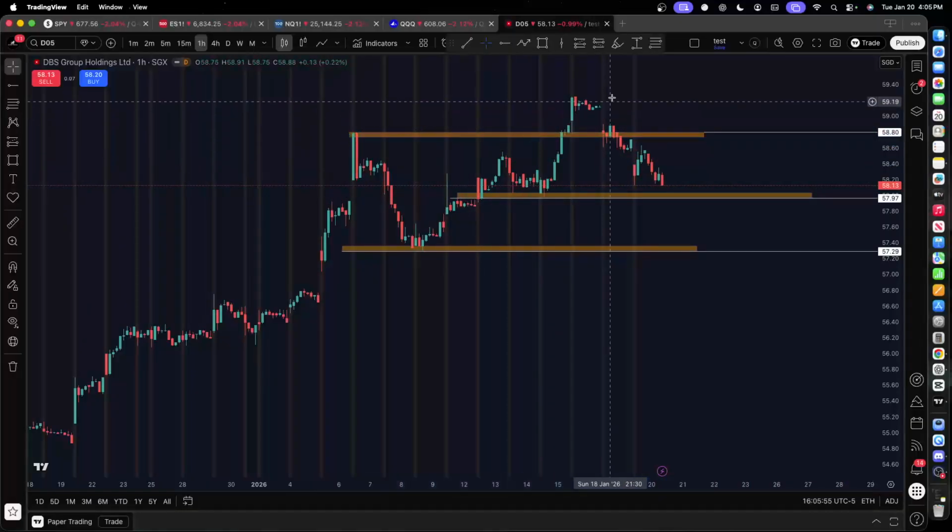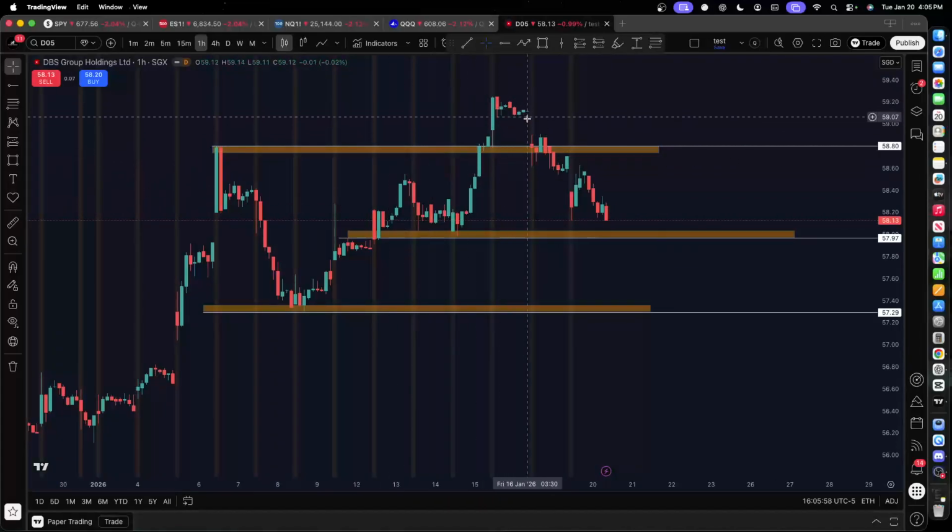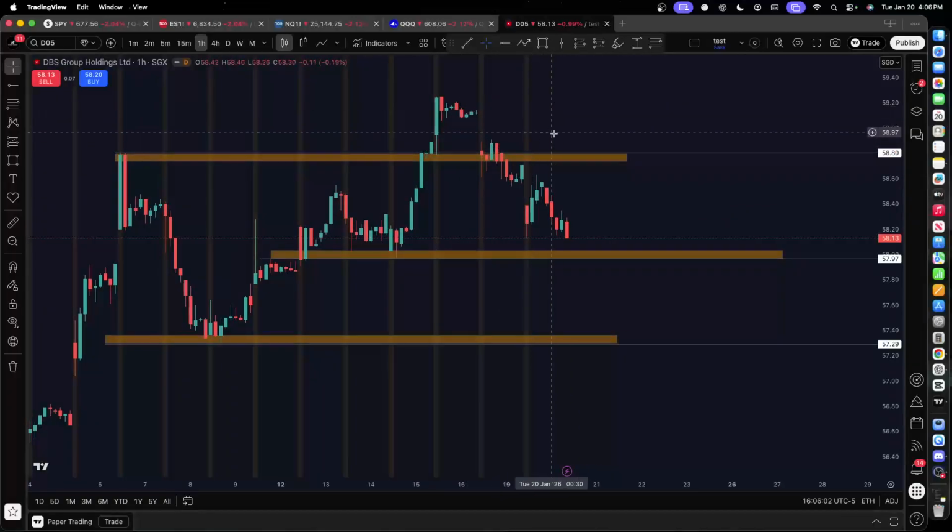So that's how I would set it up. So when we broke above these highs, I would have looked for a break and retest of 58.8. And if we got a hold, definitely could have been a long. And you can see we even tried to hold it.